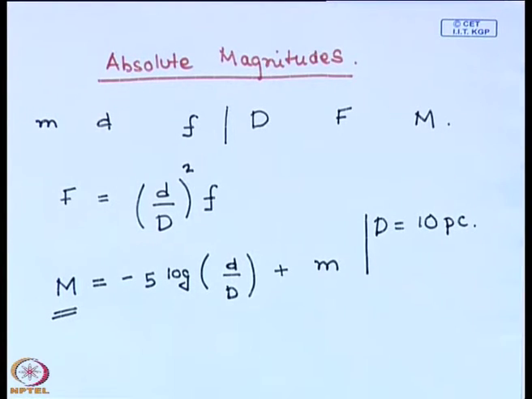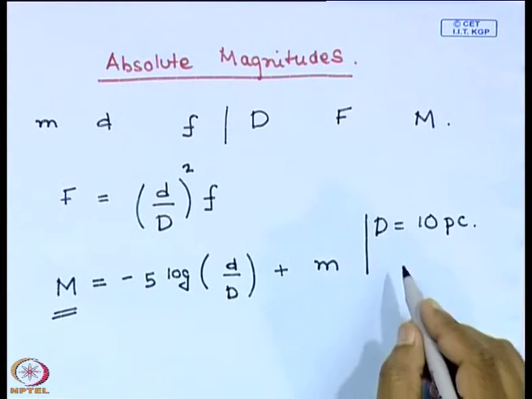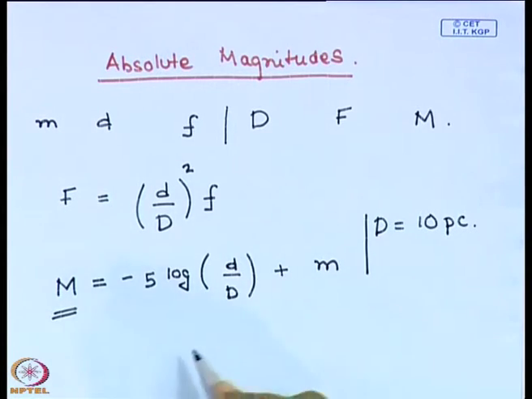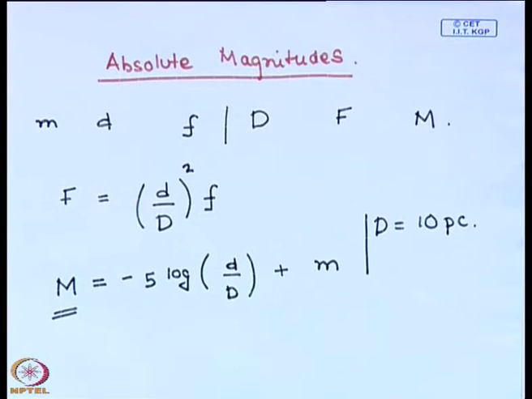Okay. We refer to this as the absolute magnitude. So, if you place any source at a distance of 10 parsec, what is the apparent magnitude that it would have? That is what is referred to as the absolute magnitude. This is used to compare the intrinsic brightness, the intrinsic luminosity, of different sources, and it is called the absolute magnitude.